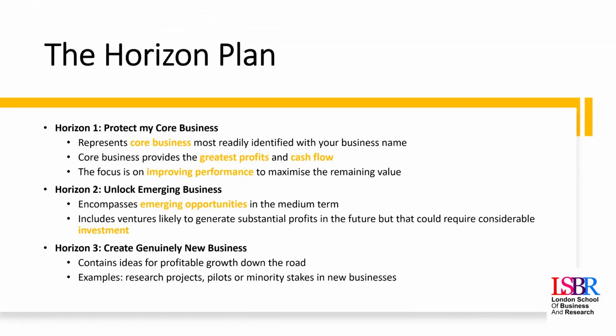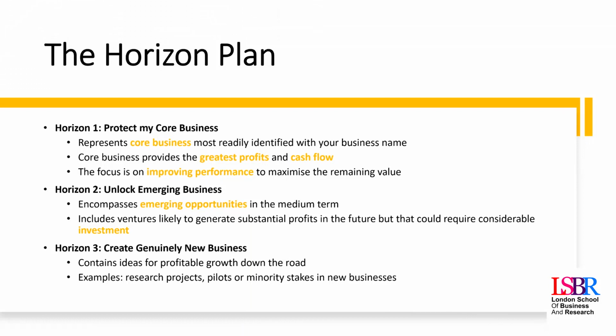In Horizon 1, they're focusing on the mobile phones, they're focusing on the laptops and their desktops, they're focusing on their iTunes platform. They don't want to focus on something that is future looking. They want to focus on their core business. Why do they want to do that? Because that's what's generating their profits today. That's what's providing them with their cash flow. And that is where their focus is on improving their performance.